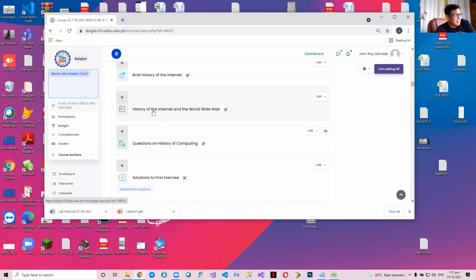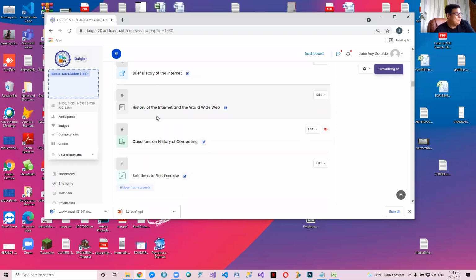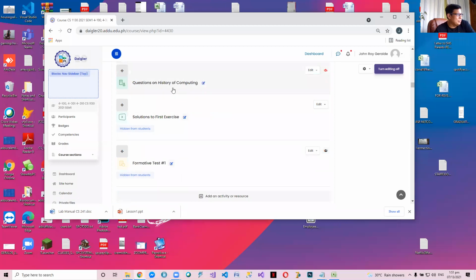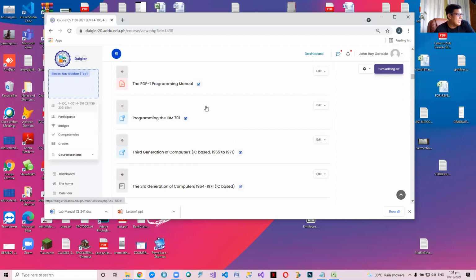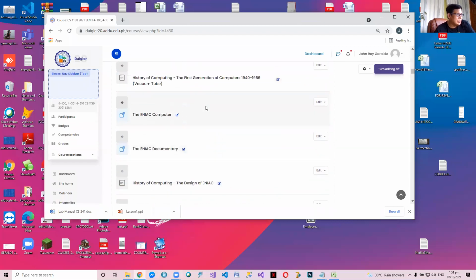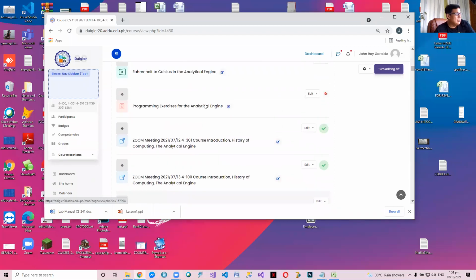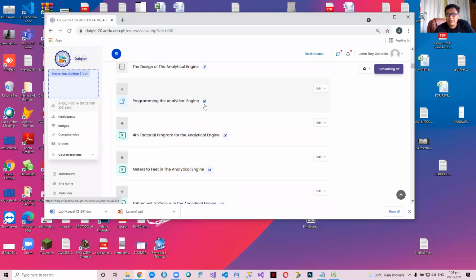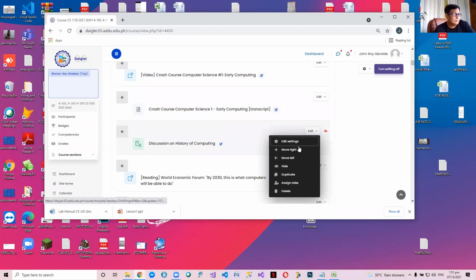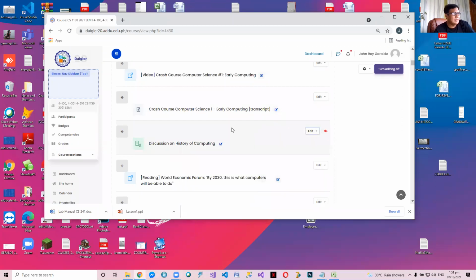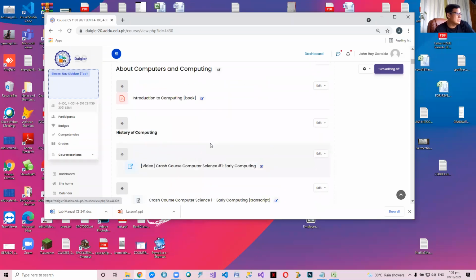And the history of the internet and the World Wide Web. If you have questions on computing, we will have forums, different forums. For example, if you have questions that you cannot raise during the actual session, you can post them in the forum so that I can read them in advance and then answer them by the next meeting. Do you follow?